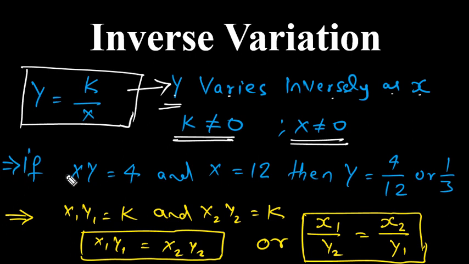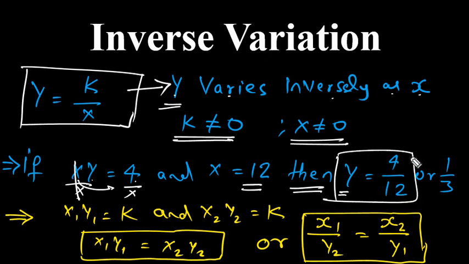Now first example we have, if k is equal 4 and x equal 12, then how much will be y? Now from this equation, y will be equal 4 over x. This x will go in the denominator. You divide by x both sides, that will be cancelled. So y equal 4 over x, and x is given 12. So 4 over 12. And if you simplify, you will get 1 over 3.